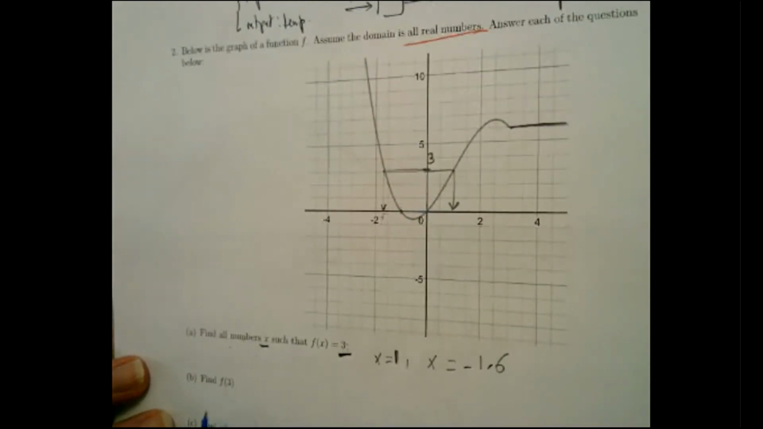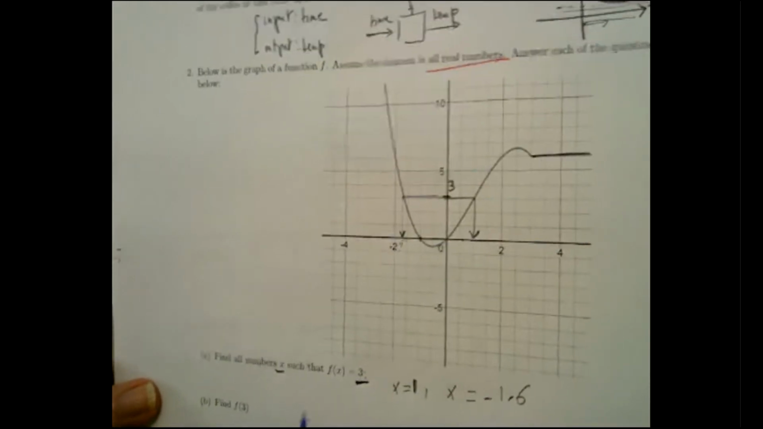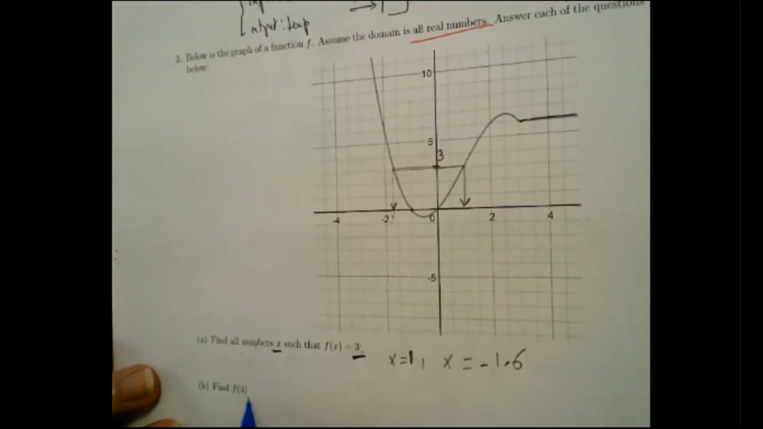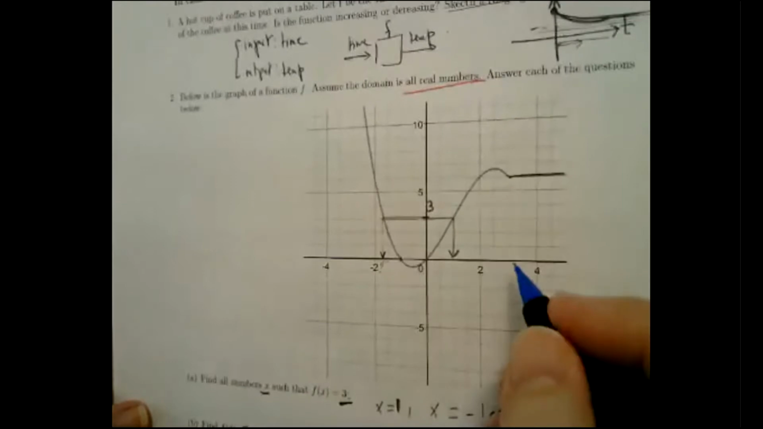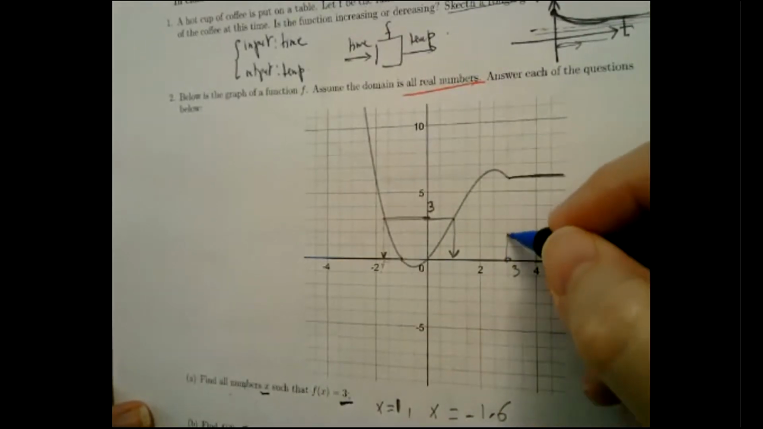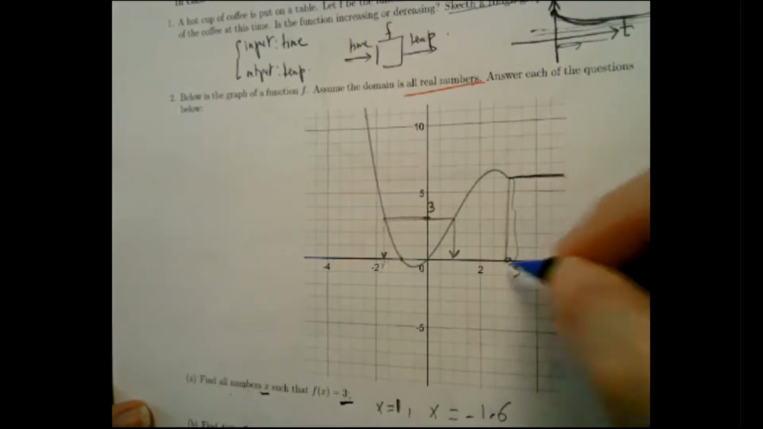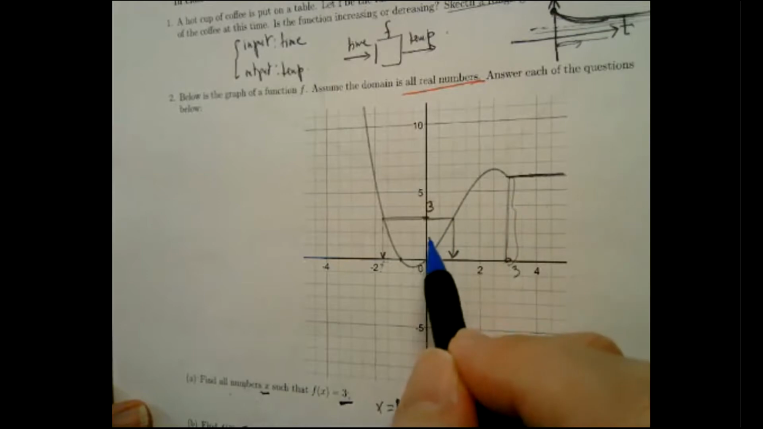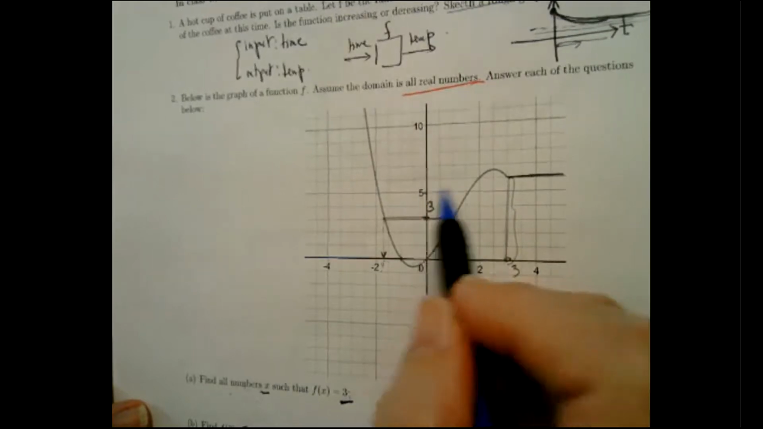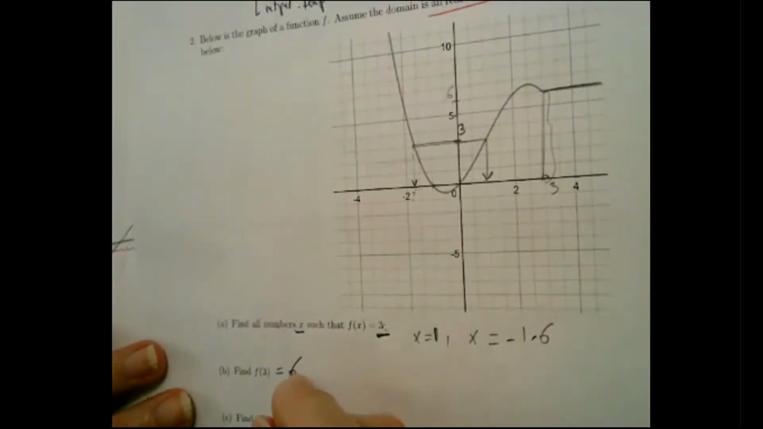Find f of 3. Here, 3 is the input. Here, 3 was the output. So do not ever confuse those two. f of 3 means, okay, this is my rule. 1, 2, this is my 3. f of 3, the rule tells me that it's this vertical distance from here to here. And according to my graph, this is 5 and this is 6. So this is equal to 6.